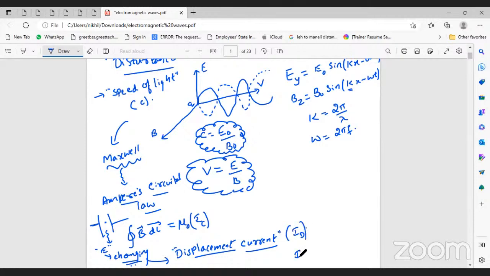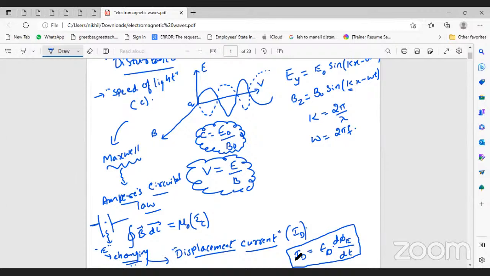That displacement current ID is given by the formula epsilon naught into d phi E divided by dt. Epsilon naught is a constant called absolute permittivity. D phi E by dt is nothing but the rate of change of electric flux.